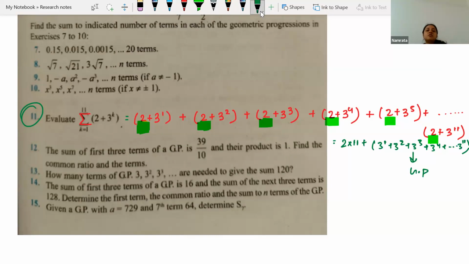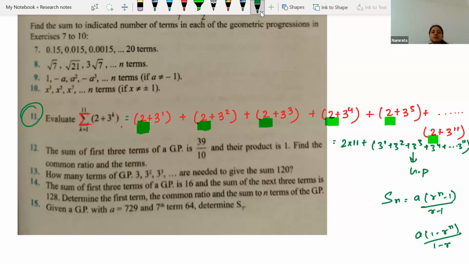Here we will be using the formula for the sum of n terms. What is the sum of n terms formula? Sn is equal to a(r to the power n minus 1)/(r minus 1), or a(1 minus r to the power n)/(1 minus r). The first formula we use when the r value is greater than 1. The second formula we use when the r value is less than 1. So accordingly we will use the formula, and then we will get the sum of 11 terms of this GP. Clear?